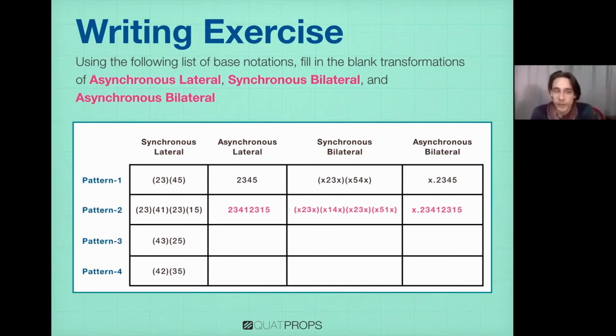For pattern 2 synchronous lateral, we have 23, 41, 23, 15. So then the asynchronous version would just be 2, 3, 4, 1, 2, 3, 1, 5, right? So if I had 23, 41, 23, 15, then I have 2, 3, 4, 1, 2, 3, 1, 5. And then I can also have x23x, x14x, x23x, x51x. And then you have the last one, which is the same as the asynchronous lateral, but we just put an x in front of it.